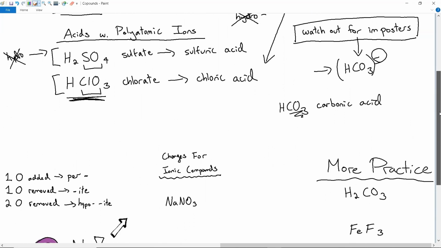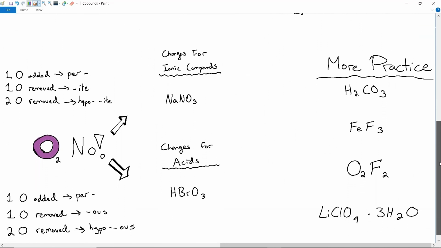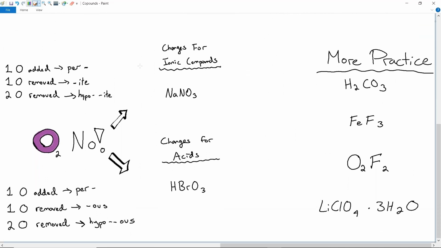All right, just one more list of rules to go. Hope you're still with me. Now, this is all about oxygen and what happens when the amount of oxygen in a polyatomic ion changes. I'm going to get right into the example and then kind of show you how I'm getting the different names. Let's focus on ionic compounds first. Here I have a sodium nitrate. You might remember it from before when we were talking about polyatomic ions.